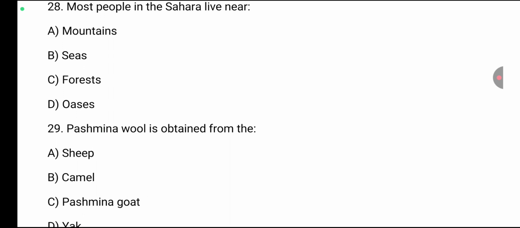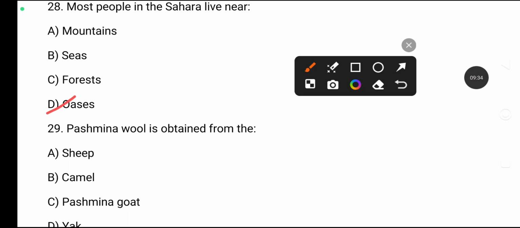Now moving on to question number 28. Most of the people in the Sahara live near dash. Mountains, sea, forest, oases. It will be oases.